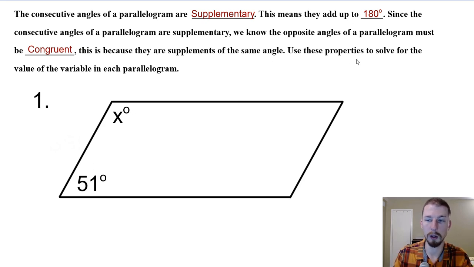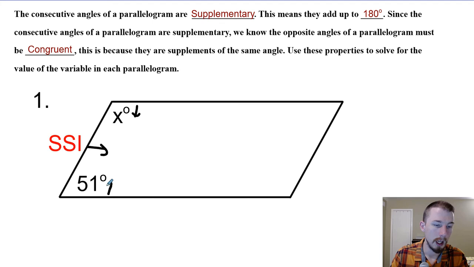Use the properties below to solve for the value of the variables in each parallelogram. All right, so 51 and x, those are consecutive angles. We know they're same side interior angles again because they're on the same side of the transversal and both on the interior of the parallel lines. And they're same side supplementary. So what is the supplement of 51? So all we have to do is 180 minus 51, which is going to be 129. So this angle here, missing angle x, is 129.